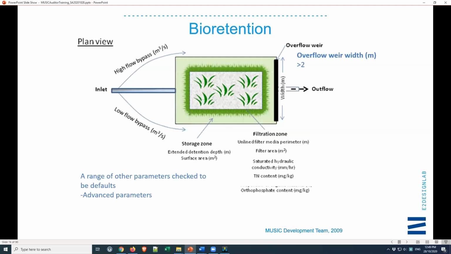Same check for the overflow weir as for the wetlands. Again, if in doubt, make it big, not small, and then that'll mean that any excess water building up on the system gets away freely. And then everything else in the bioretention, all the advanced parameters, we're checking that they're defaults, and most of the time we would expect you to be using defaults unless you're doing something weird and wonderful, if you're doing a tree pit or something else, and then you need to adjust some properties. But most of the time we expect they will be at the defaults.